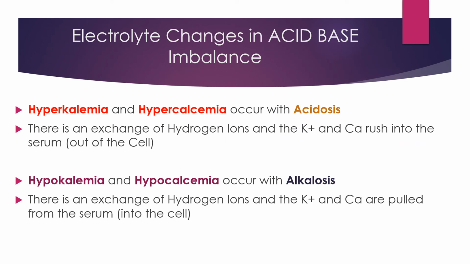We can have important electrolyte changes and acid-base imbalances. The way I have you remember it is hyperkalemia and hypercalcemia occur with acidosis. So an easy way to remember that is you're hyper on acid, and that is a good way to remember it. And you'll have hypokalemia and hypocalcemia in alkalosis.